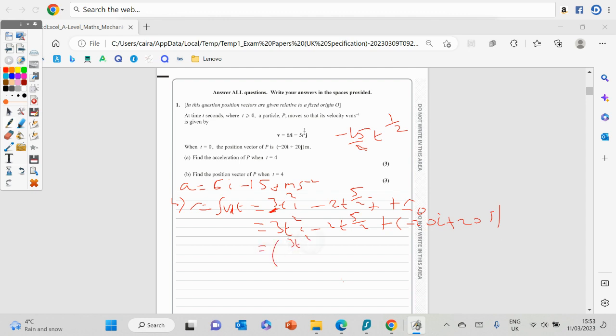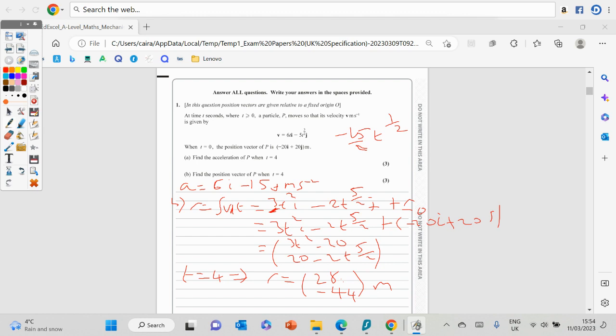Which gives you 3t squared minus 20 in the i, and 20 minus 2t to the 5 halves in the j. I think it's a lot easier for these to just sub in t equals 4, and I get r being 28i and minus 44j meters. Okay, so that's question one. There's nothing too difficult with question one, but can you remember to integrate and differentiate? I should hope so. It's vectors stuff, so should be fairly okay on these.